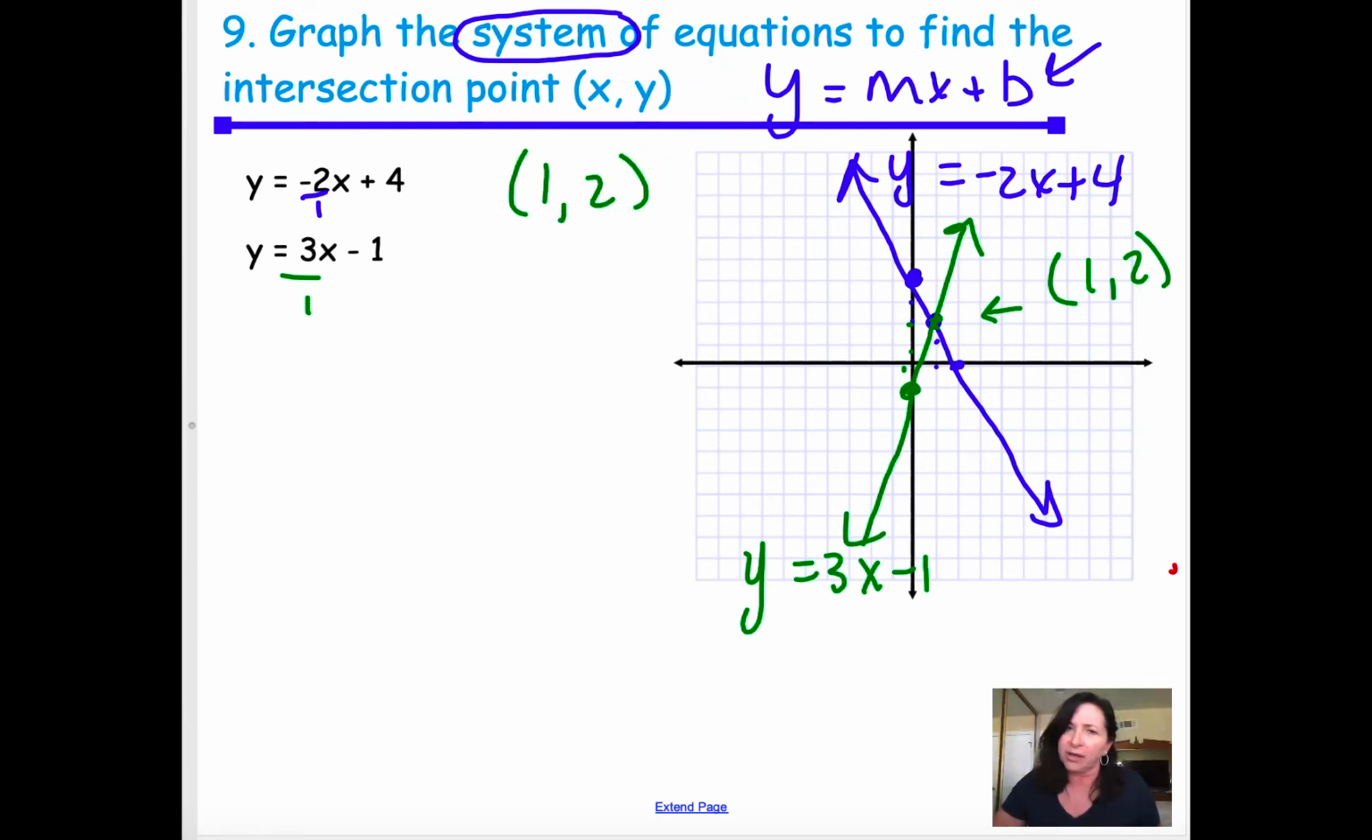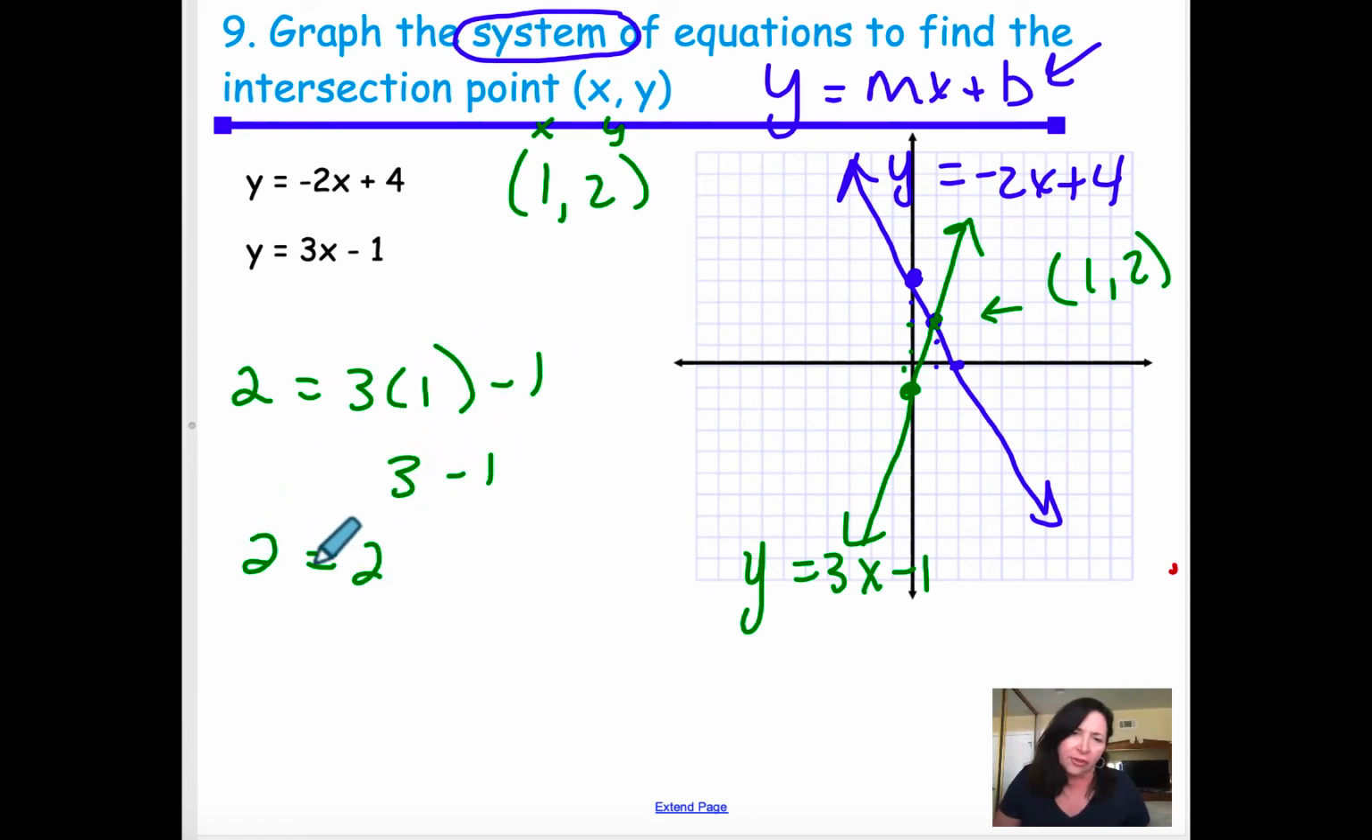But, to be honest, it's a little tricky in there. I would plug my values in to make sure that I did it right. So remember, this is x and that's y. You can plug it back into either or both of the equations. So y is 2. So we've got 2 equals 3 times 1 minus 1. So 3 minus 1 is 2. 2 equals 2. Check. Sounds like we got the right answer.